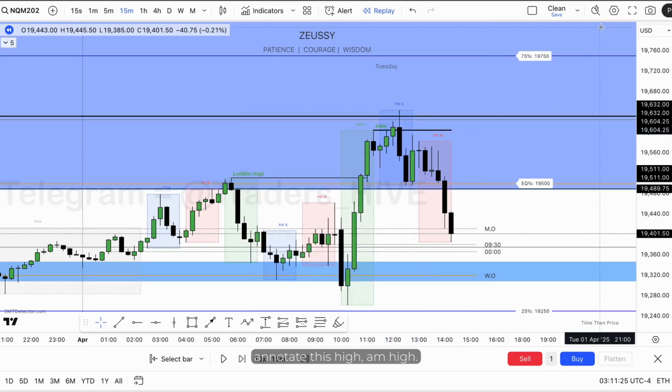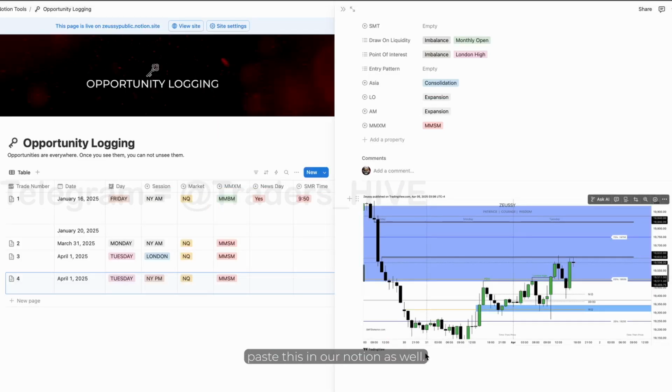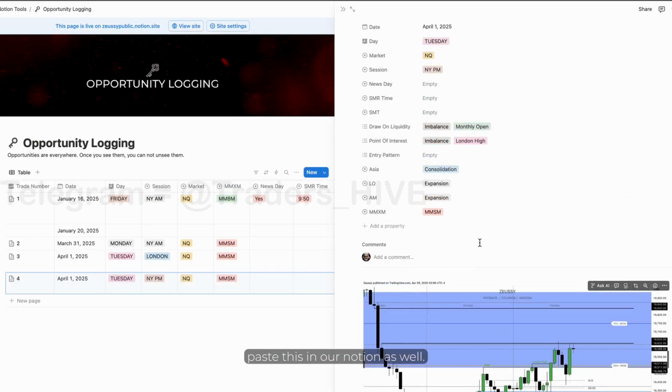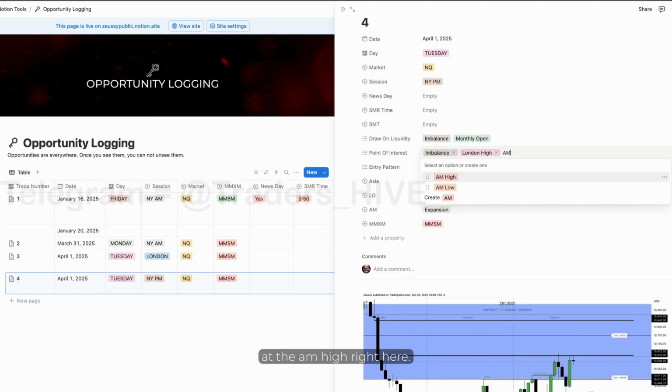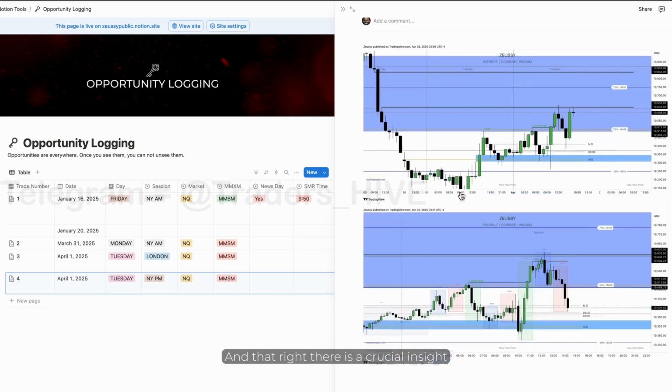Now what we're going to do is first of all annotate this high, the AM high, and then we're going to save this copy image and paste this in our Notion as well. And when we go to the point of interest, all of a sudden we can say, hey, we're not just looking at the London high and the imbalance as our point of interest. Nope, we're also looking at the AM high right here. And that is a crucial insight which I would like you to keep in mind.